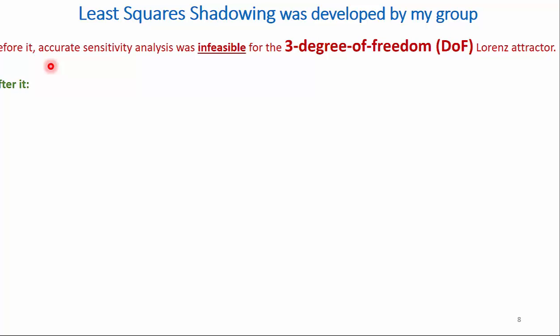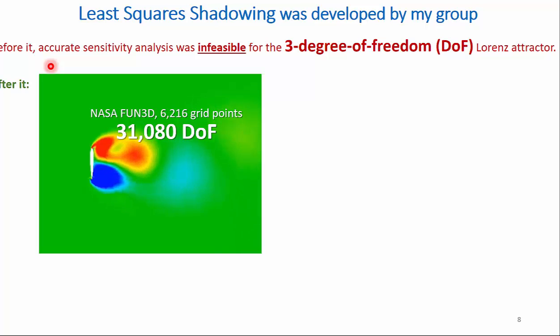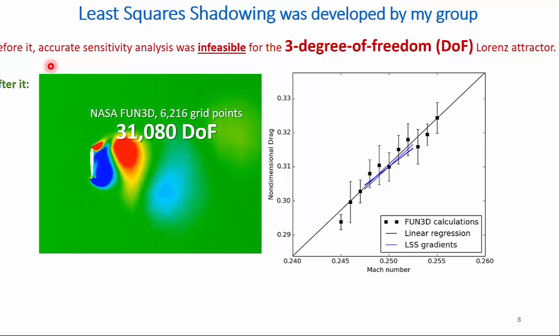With the method developed after a few years, we can now do sensitivity analysis with a system that is more than 30,000 degrees of freedom. And the sensitivity we get is pretty accurate. I said pretty accurate, that is because it's very, very difficult to actually compute the sensitivity as a reference without using least square shadowing.